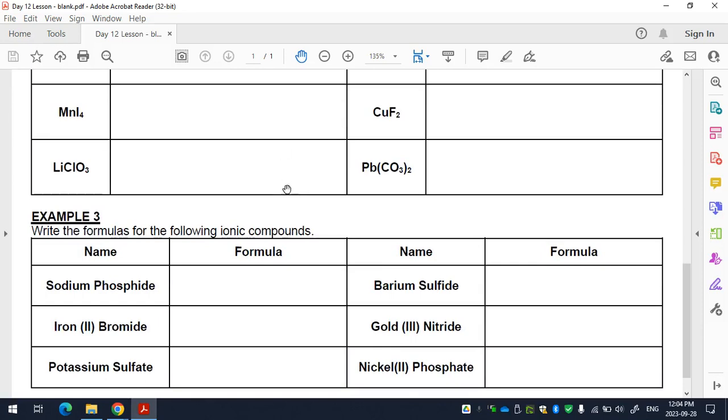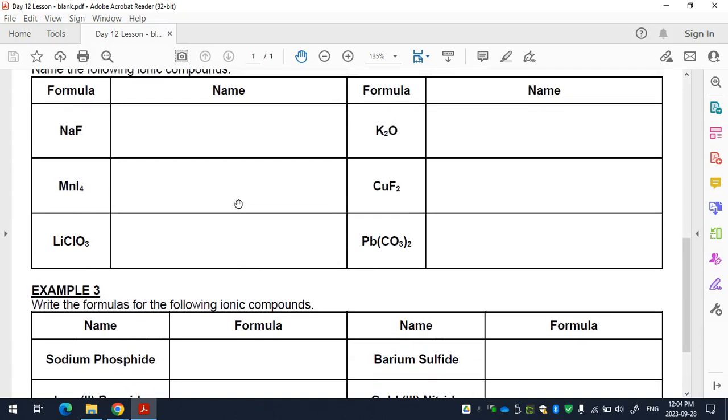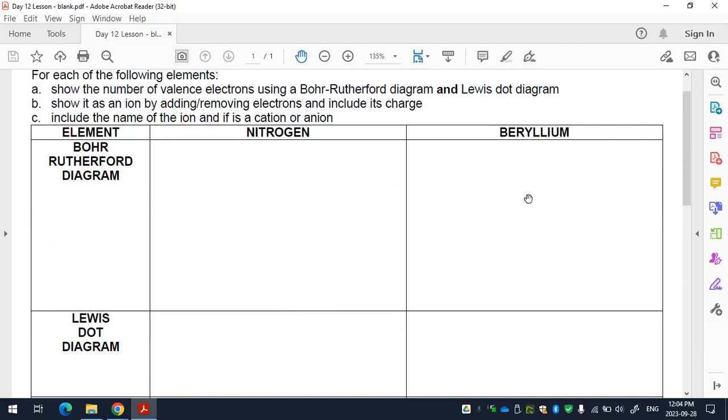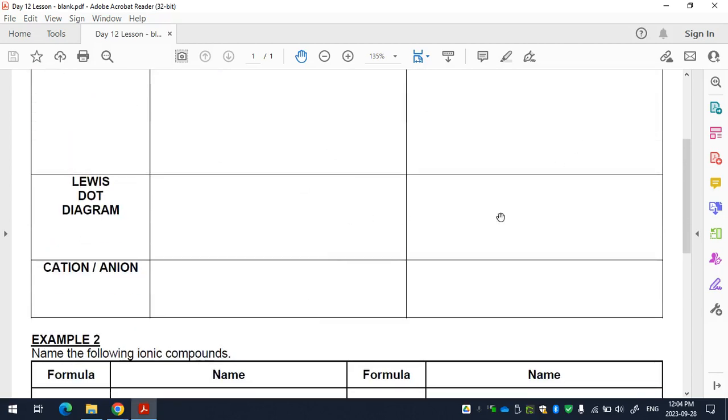Basically, each one of these is worth how many marks? 1. But each part of the answer is worth half. So if you get 1 element right and 1 element wrong, you still get what? Half the mark. So for example, if you call this one magnesium fluoride, at least you got the fluoride right. So I give you half a mark for that. For these ones, this question is worth 5 marks. Sorry, 8. 5 for these two, 2 for these two.